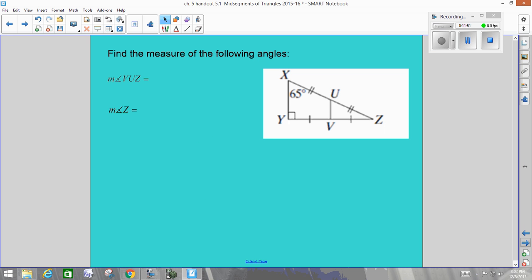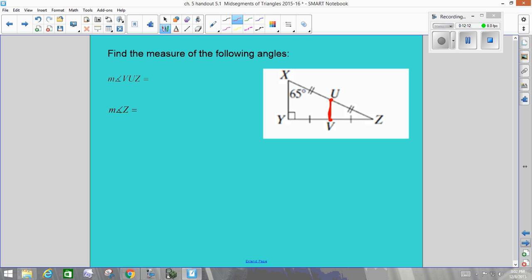All right, the bottom one. Find the measure of the following angles, VUZ and Z. See, U is the midpoint of XZ, it's cutting it in half. And V is the midpoint of YZ. So what would you call this segment UV then?